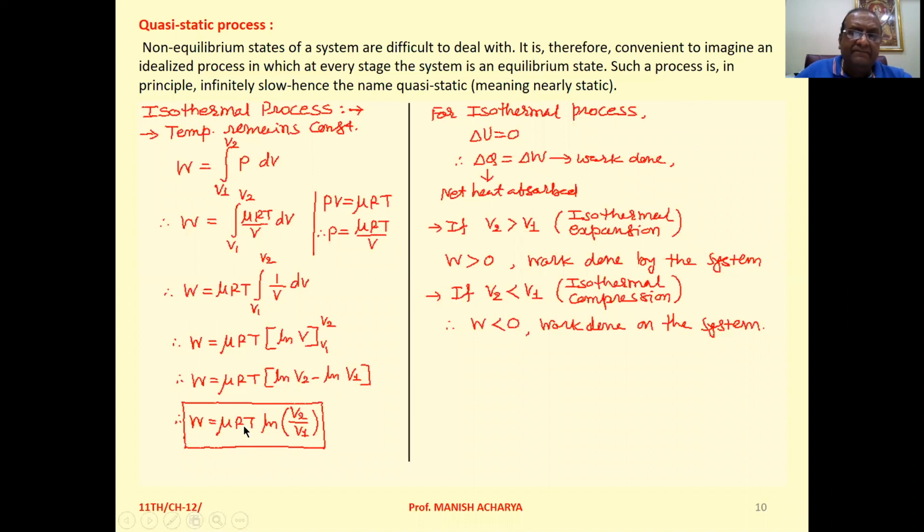Now see here, when we think about the isothermal process, then delta U, change in internal energy, is 0, because change in internal energy depends on the change in temperature, but here the temperature is constant. Okay. Internal energy depends only on the initial and final thermodynamic state.